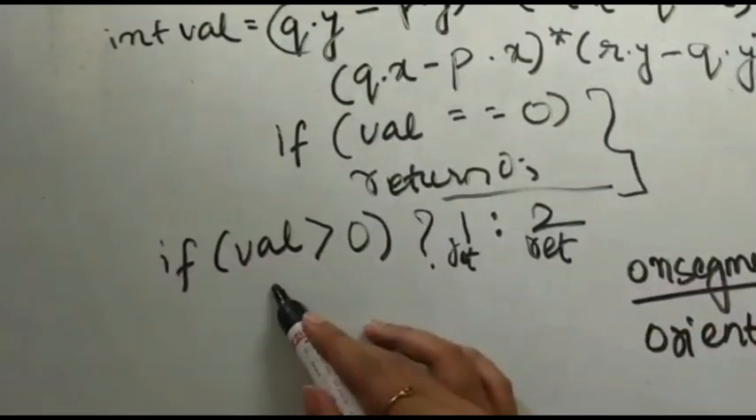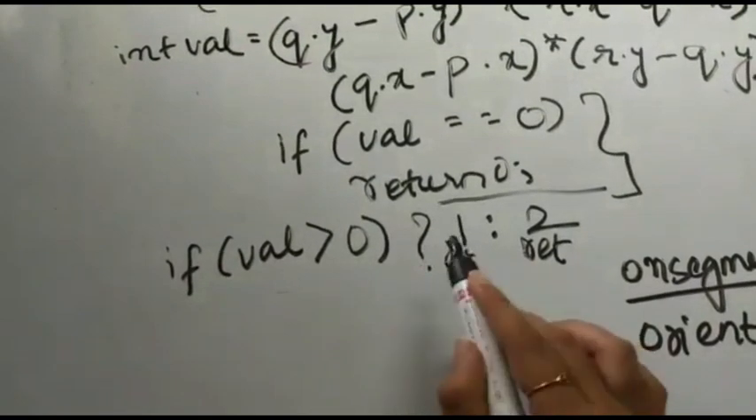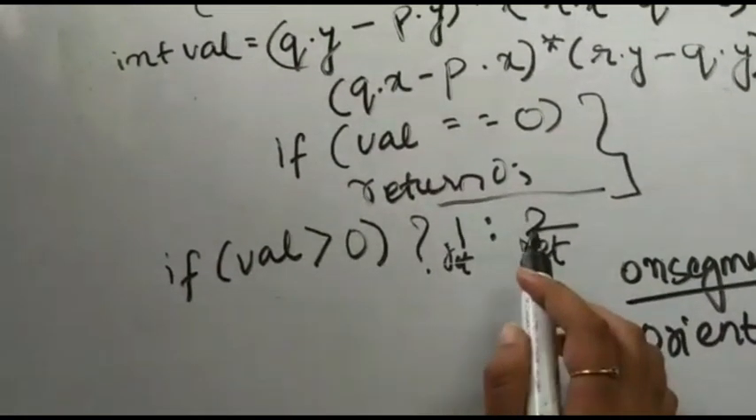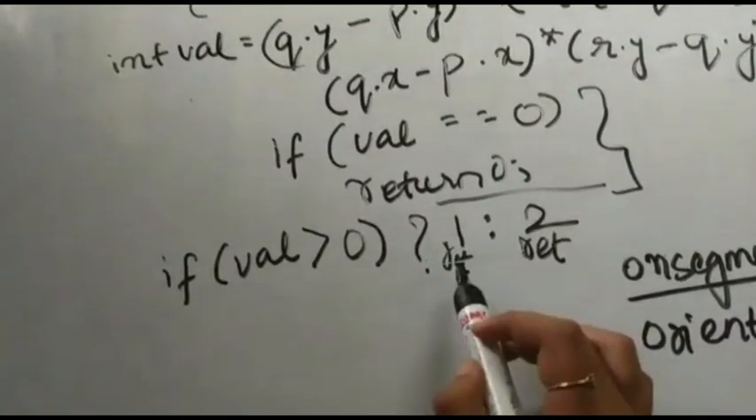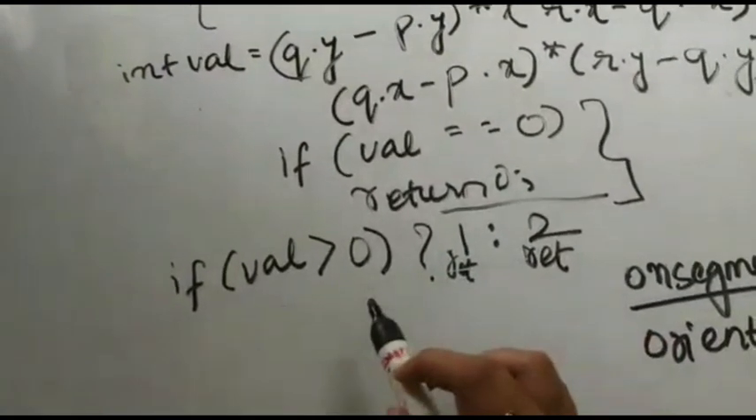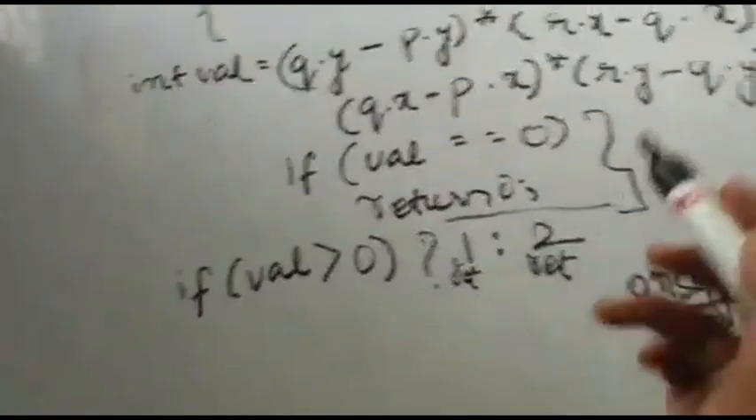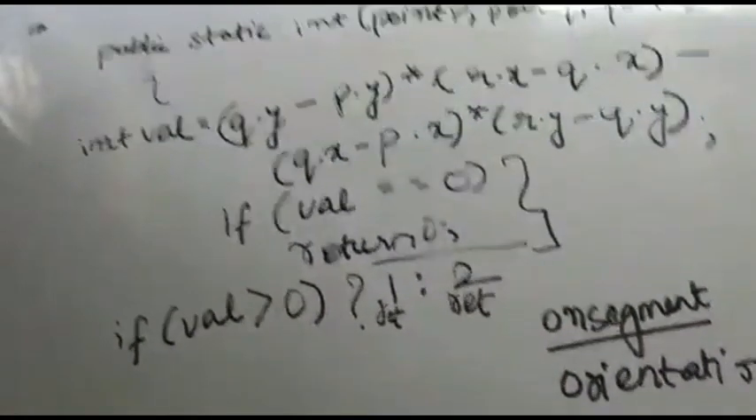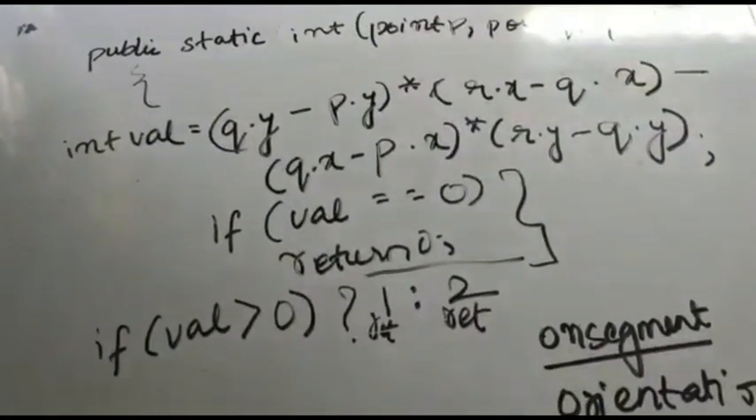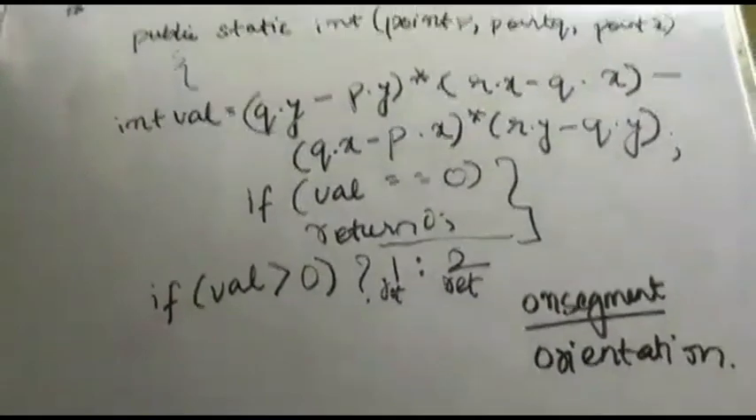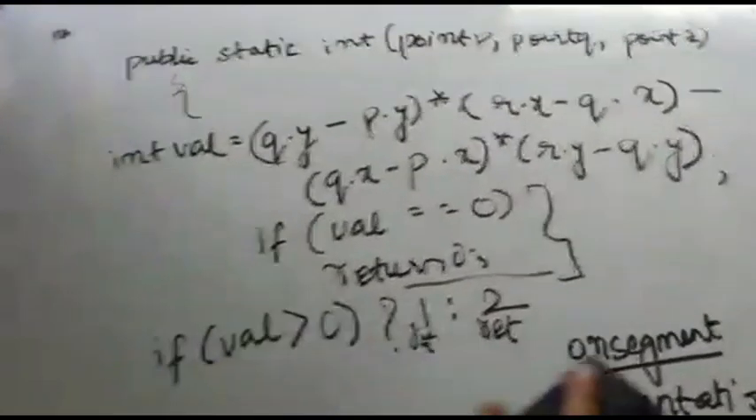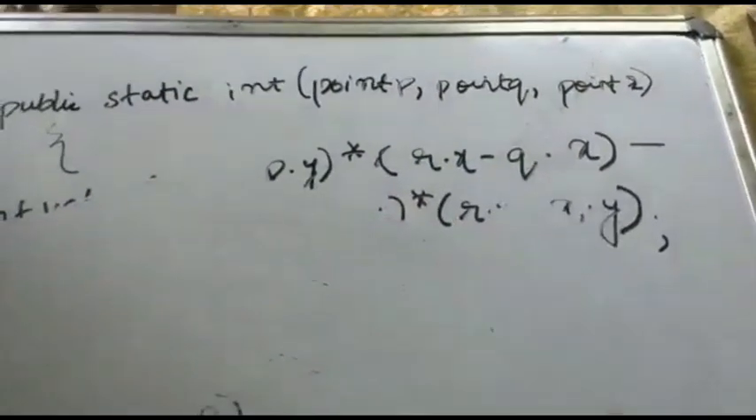And if value is greater than 0 or less than 0, they also give the orientation as to whether the point is inside the polygon or outside it, on the left side or on the right side. Now let us proceed to check whether the line drawn from the point intersects with the polygon or not. So I'm going to erase this.